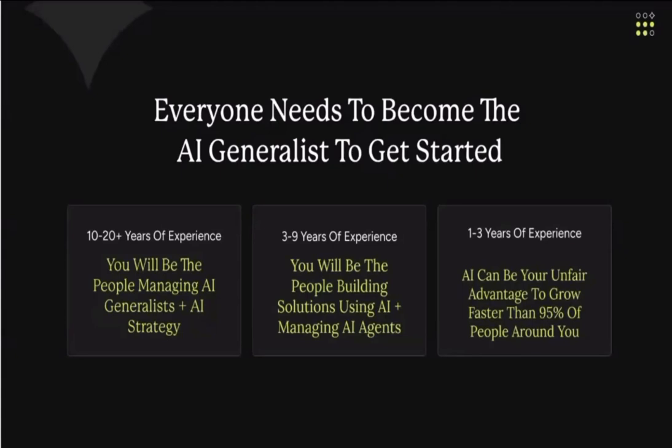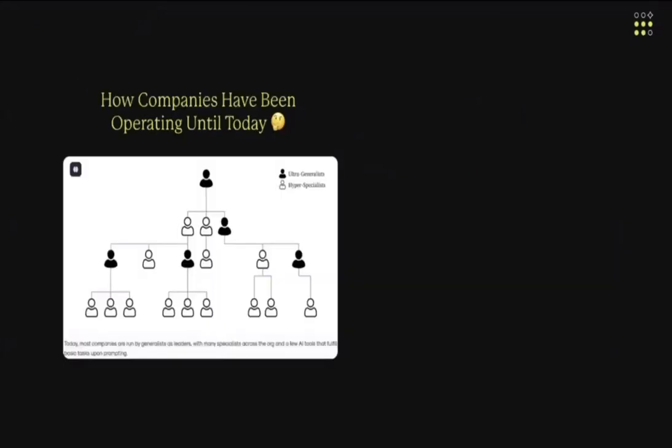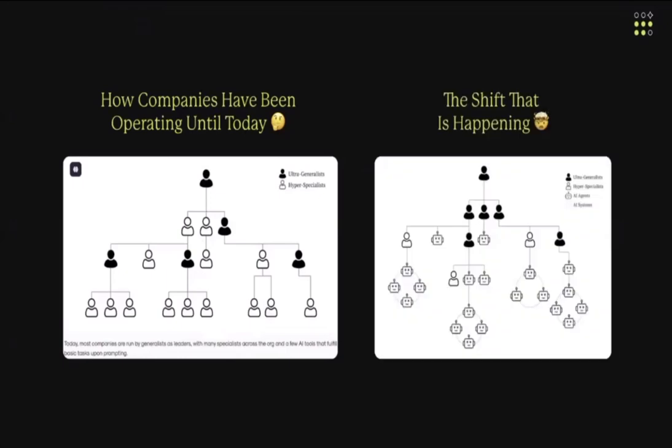Guys, this is not me making stuff up. This is how companies operated till today. If you see the dark ones, which are filled with black, these are generalists, and the lighter ones are specialists. This is how teams look like today. This is how the future of teams is going to look like. You see, most of them are generalists in the team, and a lot of AI agents. 80% of the team is AI agents.